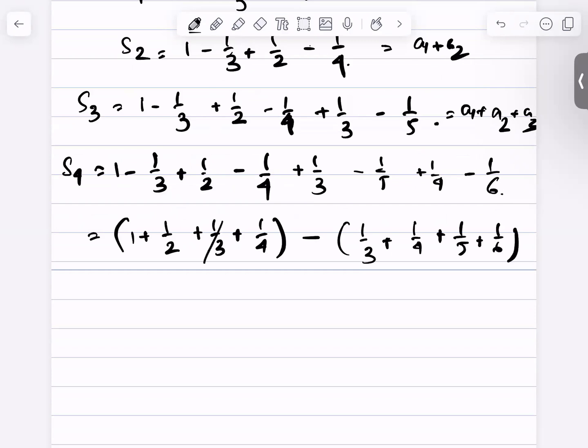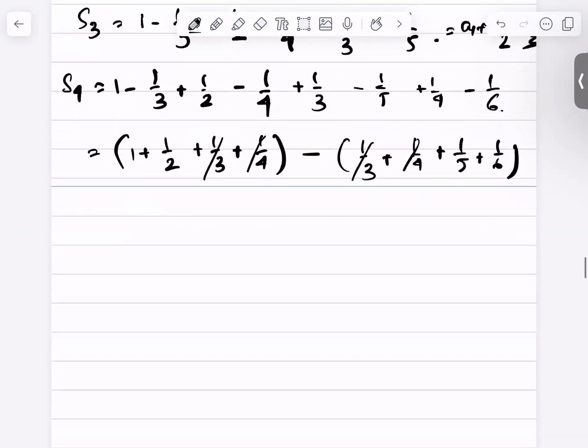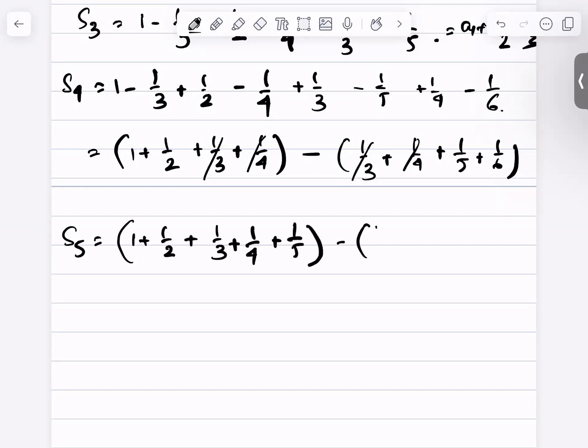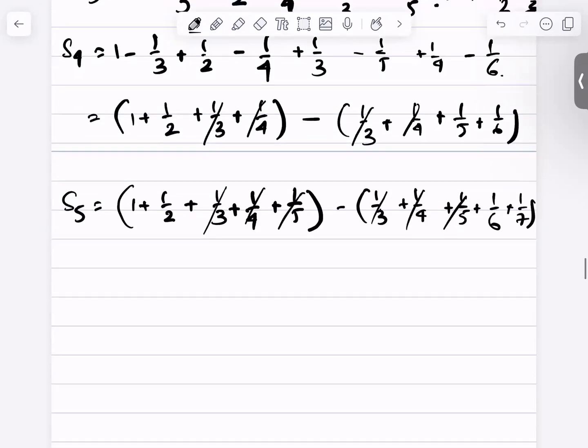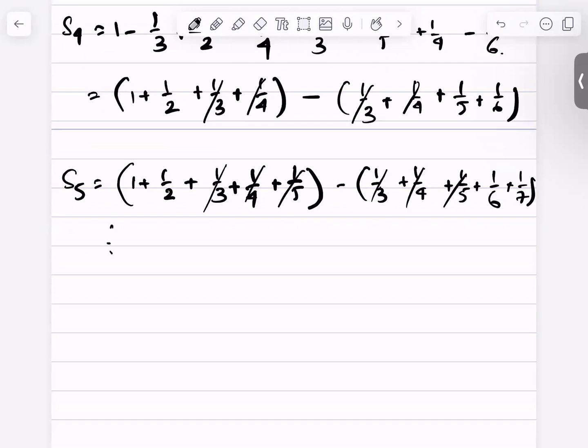So now I can see that this and this cancels with that and that. Okay. And similarly, if I do the same sort of thing as we have done for S4 with the S5, then I'll get 1 plus 1 over 2 plus 1 over 3 plus 1 over 4 plus 1 over 5 minus 1 over 3 plus 1 over 4 plus 1 over 5 plus 1 over 6 plus 1 over 7. Okay. There I can see that there are 3 terms which are cancelling. So if I continue this, now we know how the pattern will go.